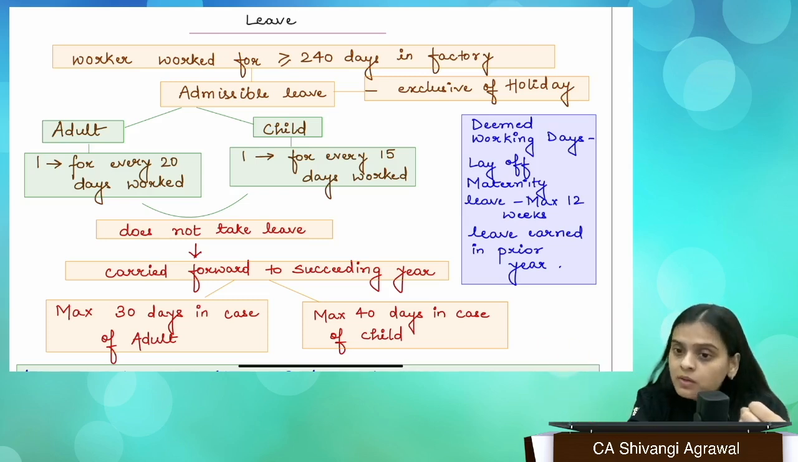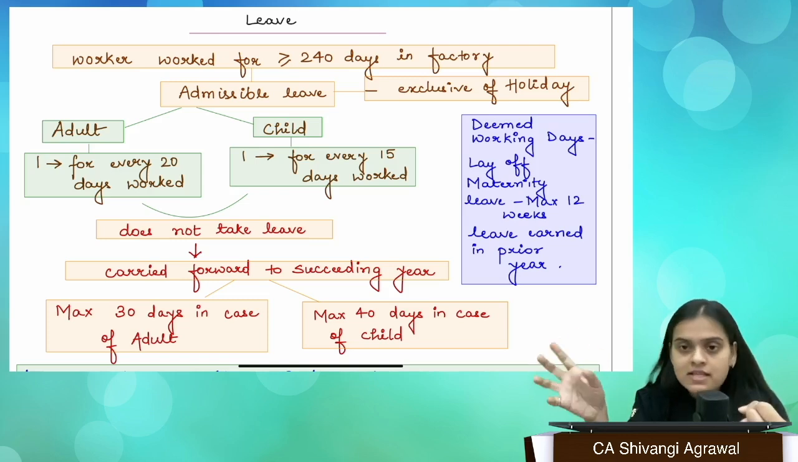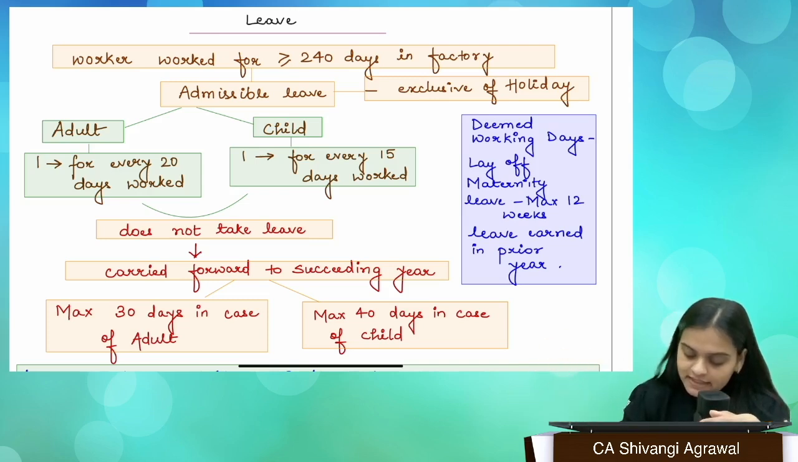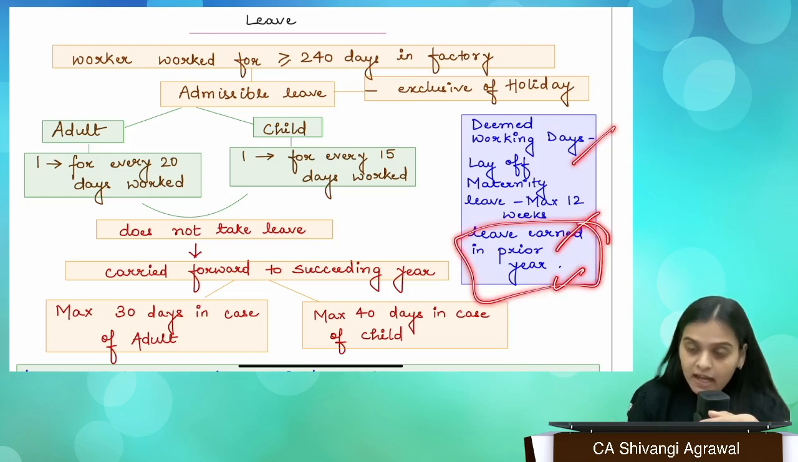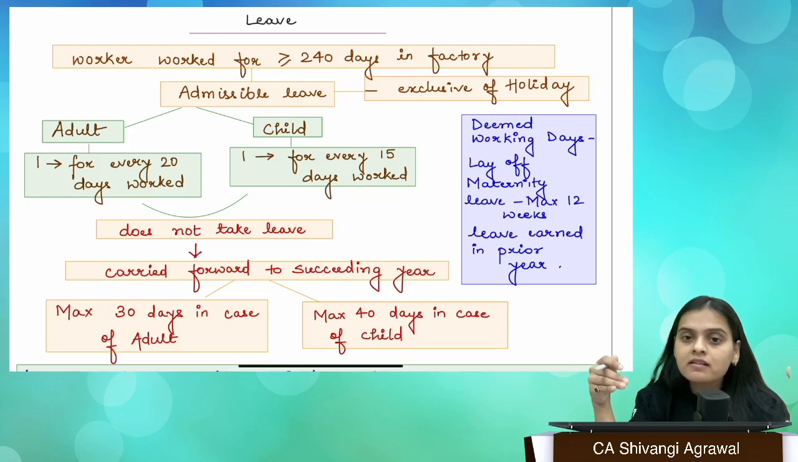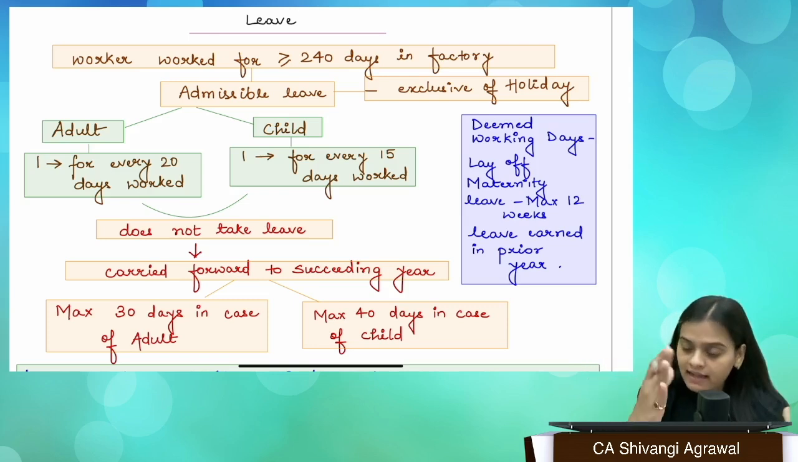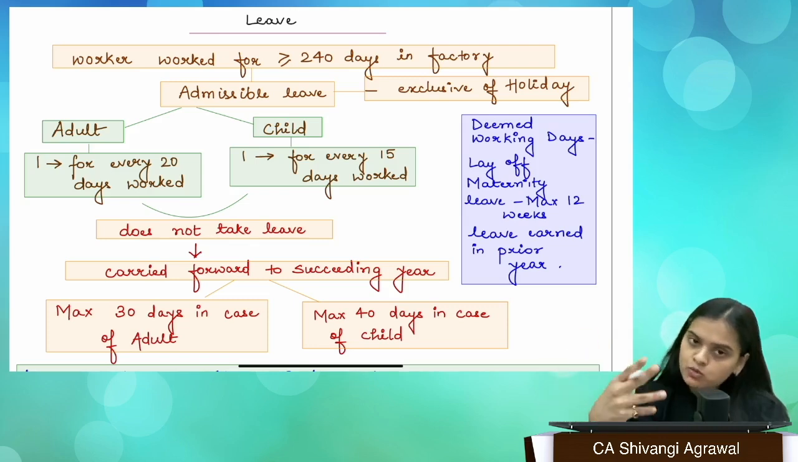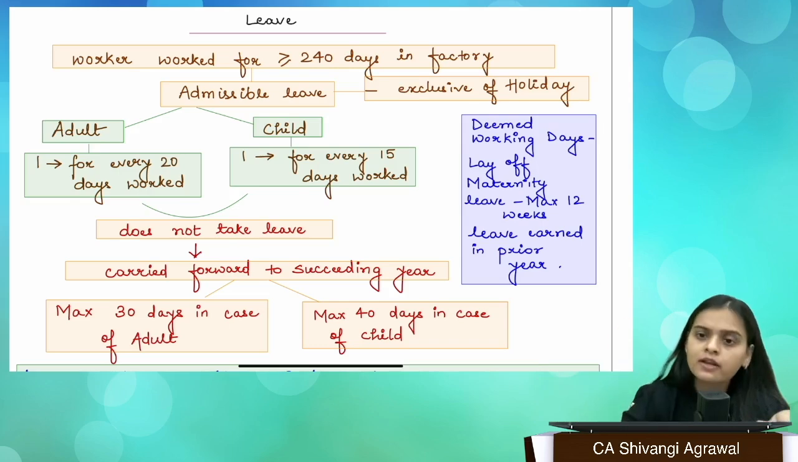If I am a female worker and I am on maternity leave, then up to 12 weeks it is going to be counted in that 240 days, right? So these are all deemed working days, the leave which I have earned in my prior year. Supposedly in my prior year I earned a leave of 20 days, and I have used this in this particular year. So is it a non-working day for me? No, it is going to be included in that 240 days for calculating this particular year, right?